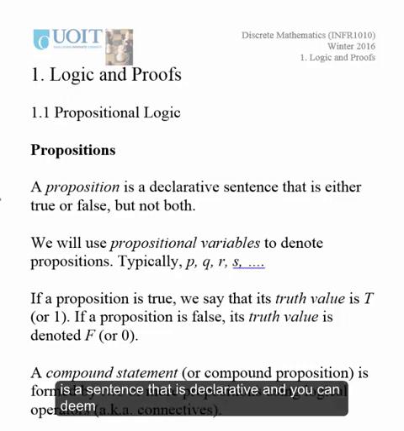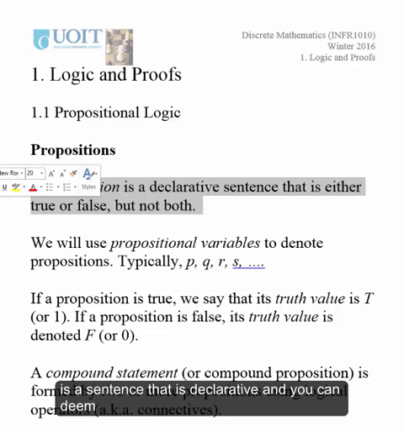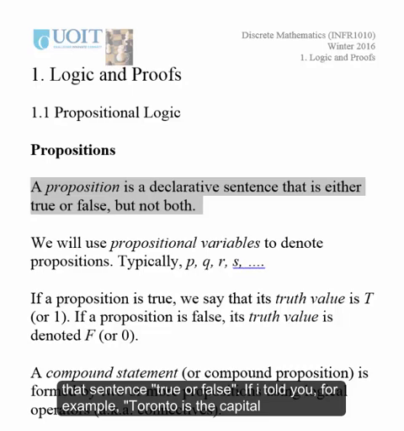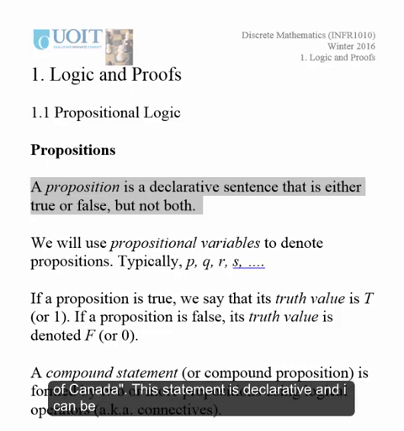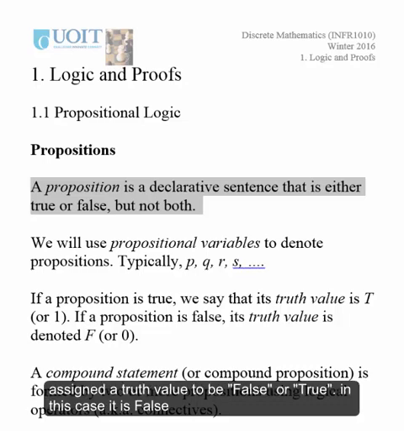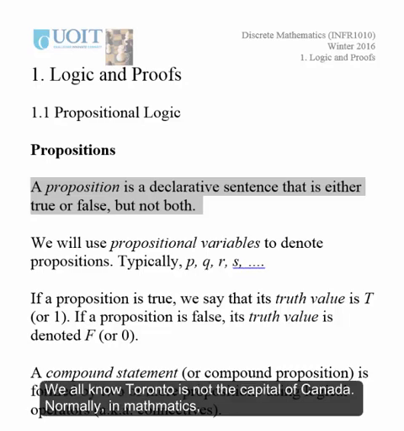A proposition is a sentence that is declarative and that you can deem true or false. If I tell you, for example, Toronto is the capital of Canada, this statement is declarative and it can be assigned a truth value. It could be false or true. In this case, it is false. We all know Toronto is not the capital of Canada.